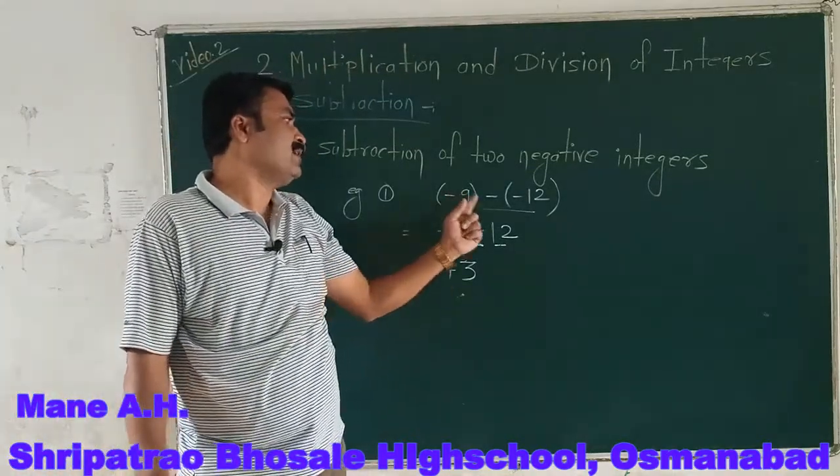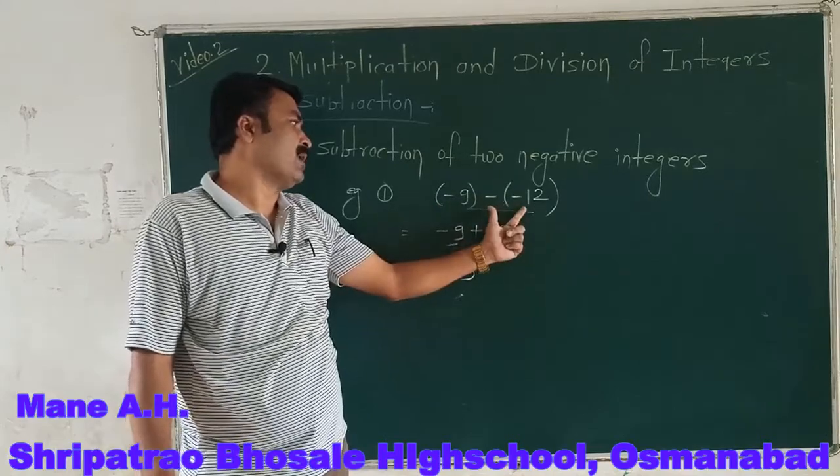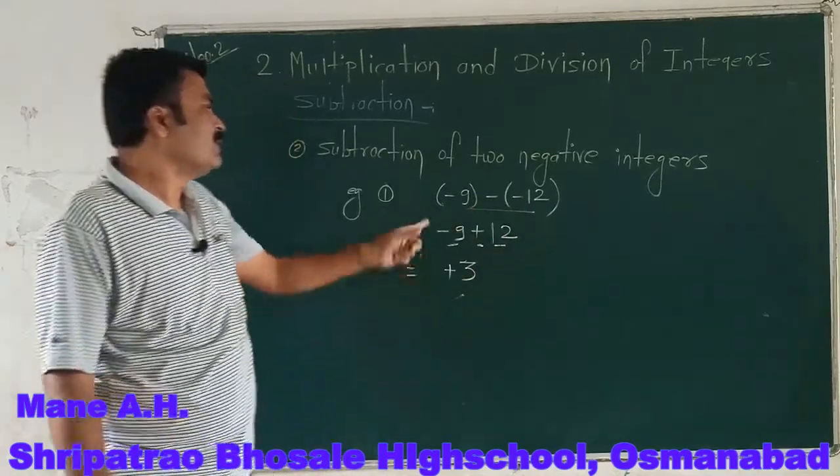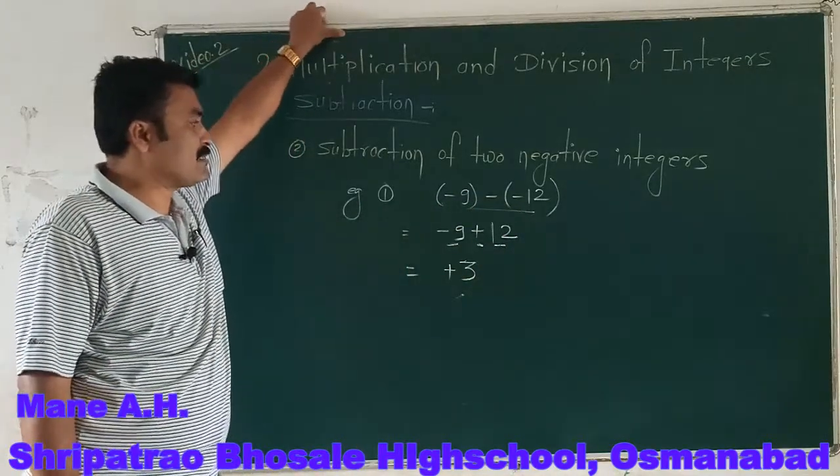So minus 9 minus, in bracket, minus 12, the subtraction of these two comes as plus 3.